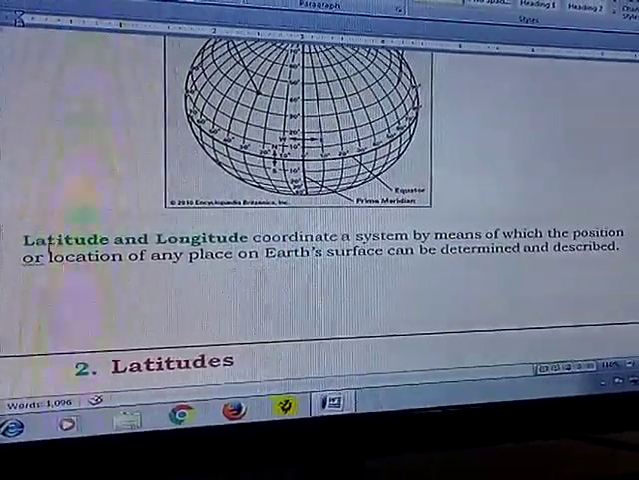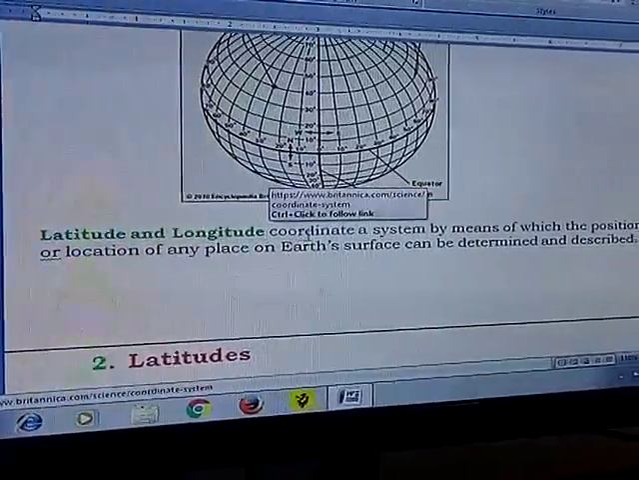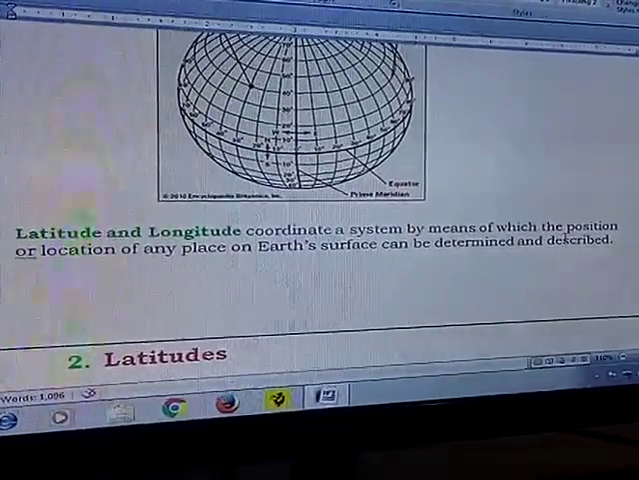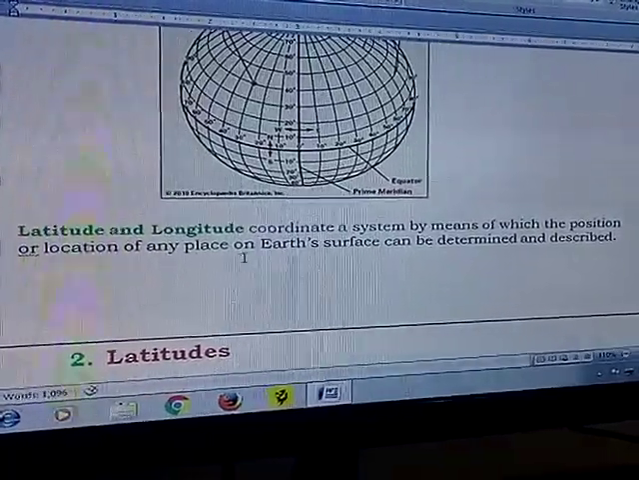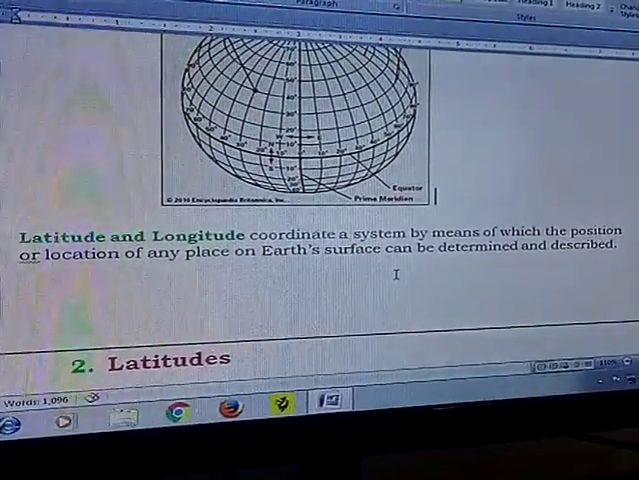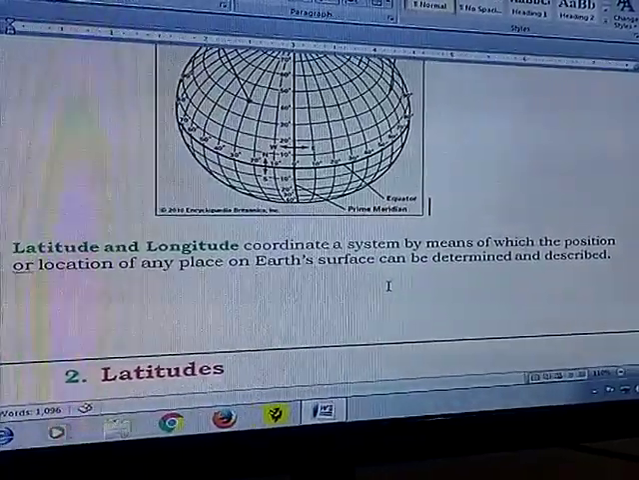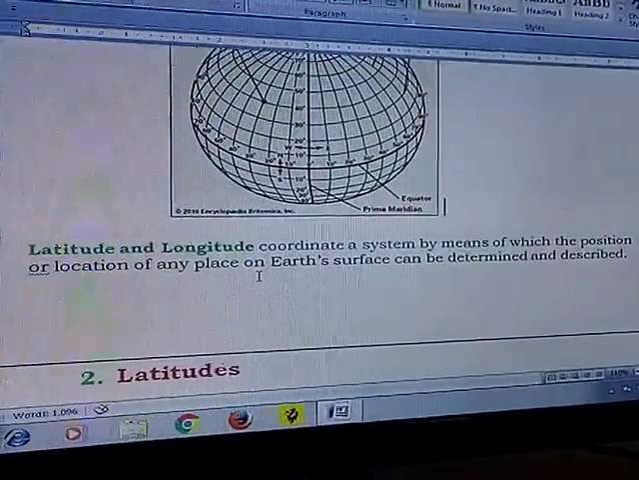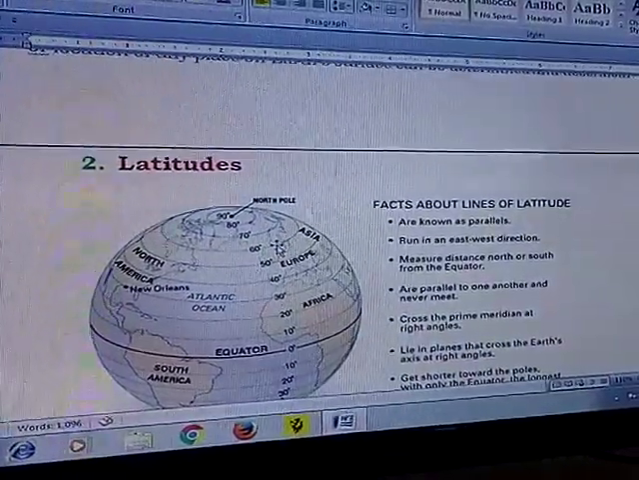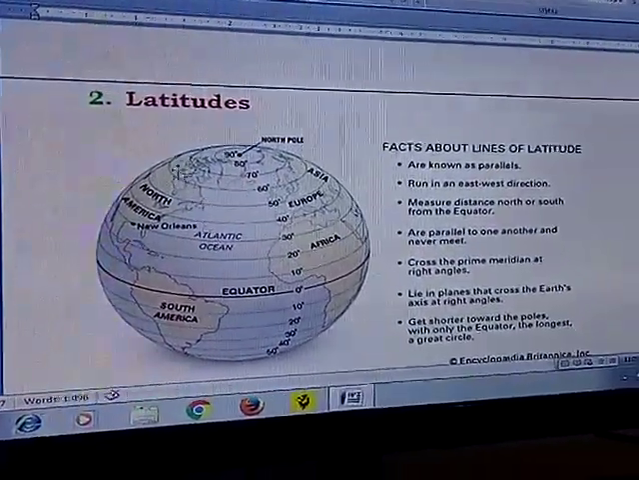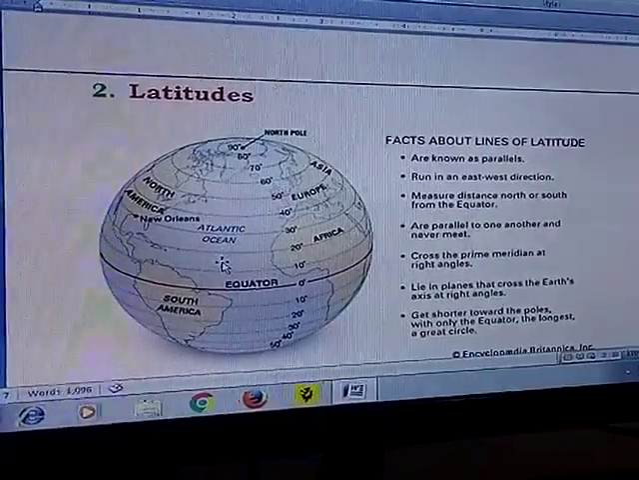Now these latitudes and longitudes coordinate a system by means of which the position or location of any place on Earth's surface can be determined and described, and of course the whole process we take as grid. Now let us talk about the latitudes. I told you just now, the latitudes are the imaginary lines.